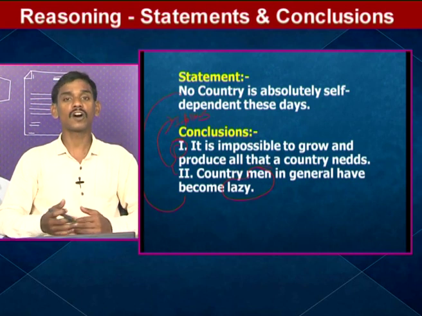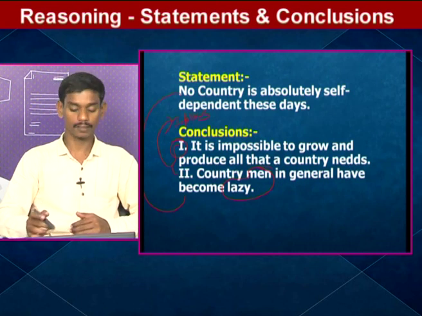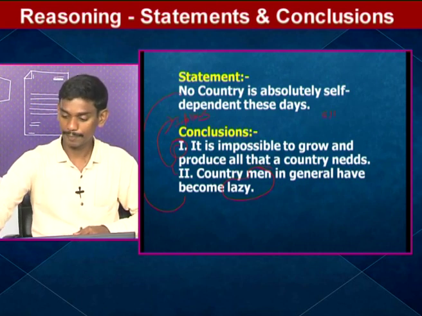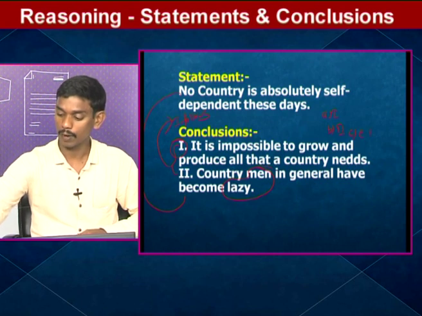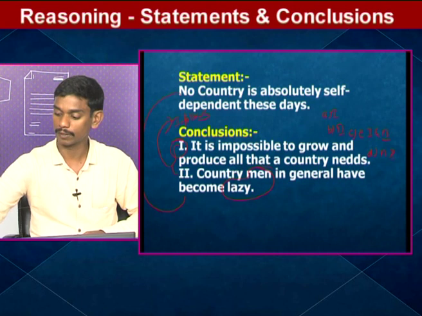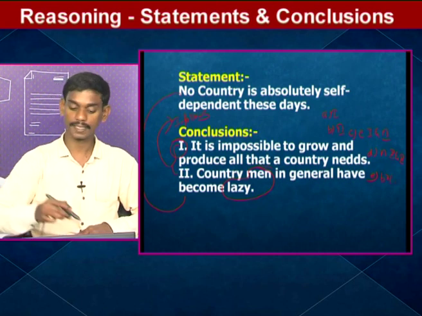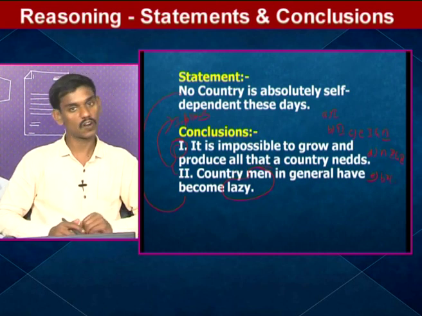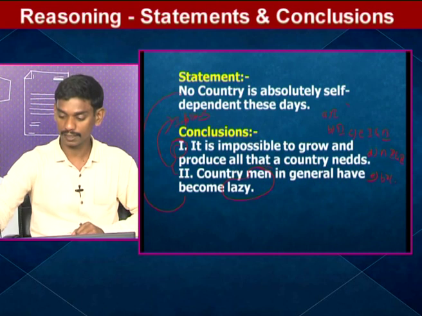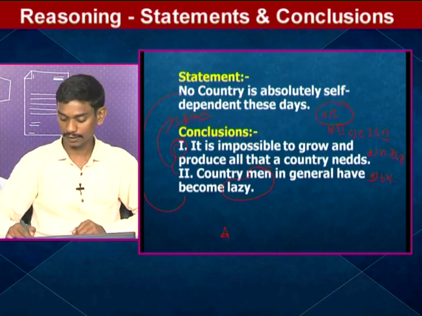So only 1 follows means which is the option? Again, A means 1 follows, B means 2 follows, C means either 1 or 2, D means neither 1 nor 2, E means both 1 and 2. But here only 1 follows. 1 follows means which is the correct answer? Option A is the correct answer.